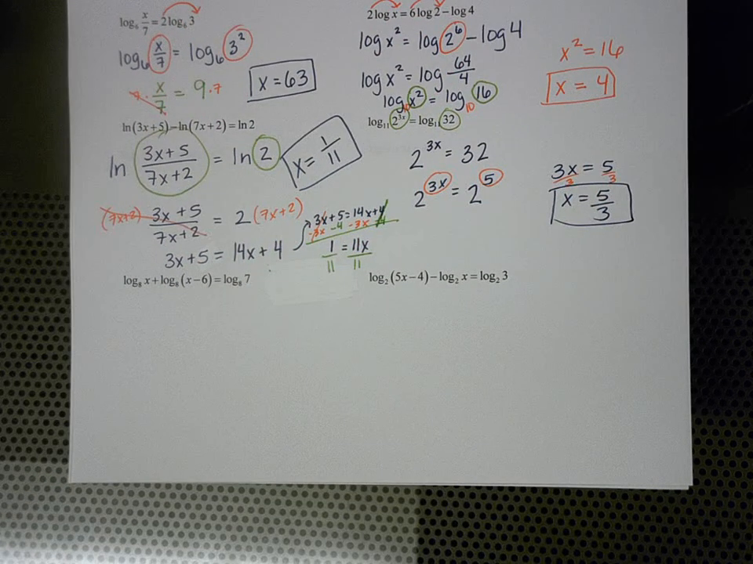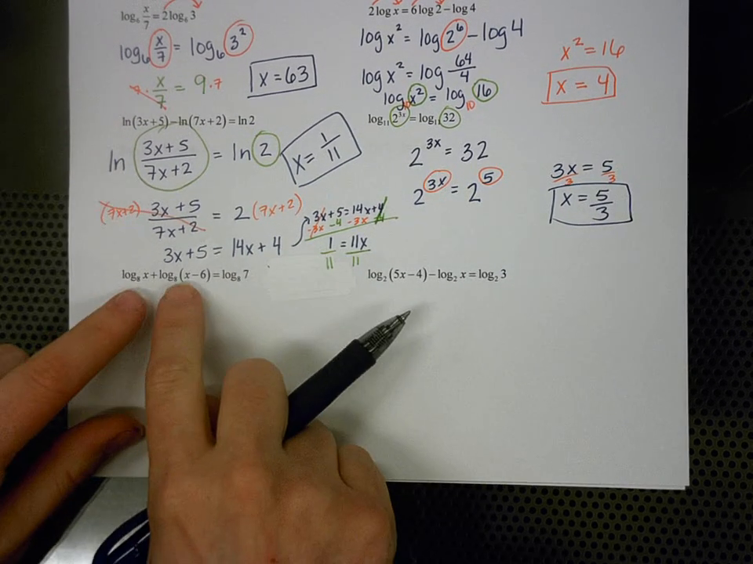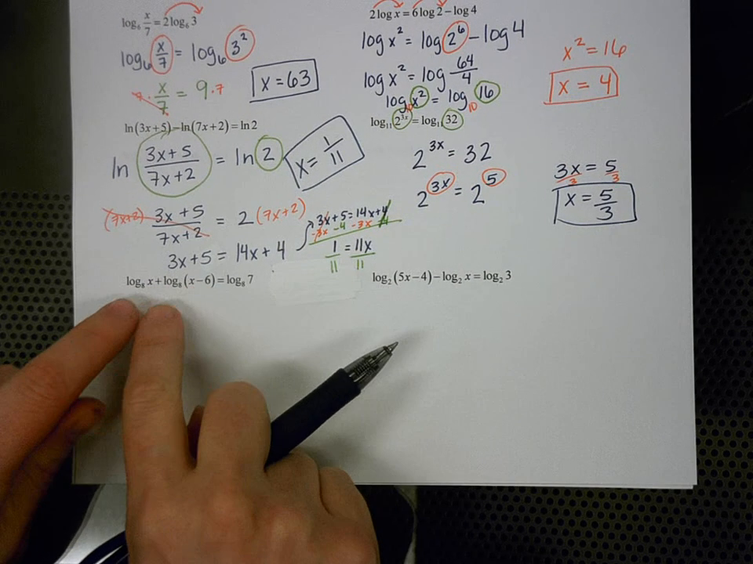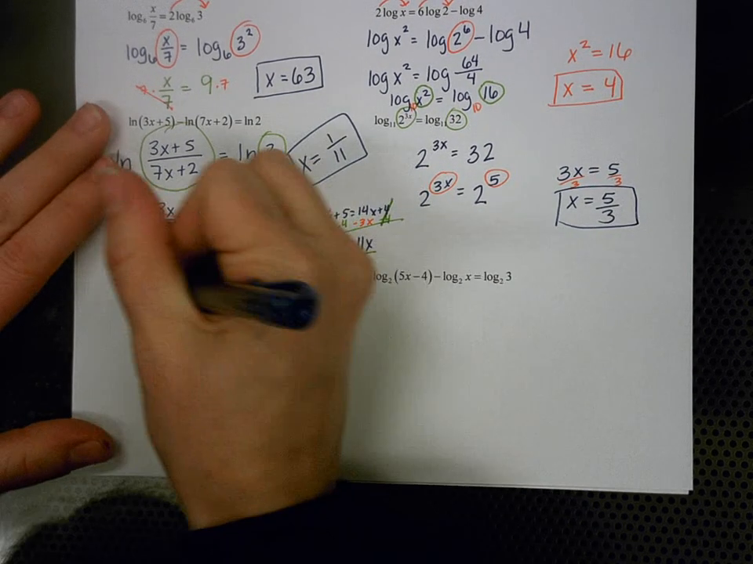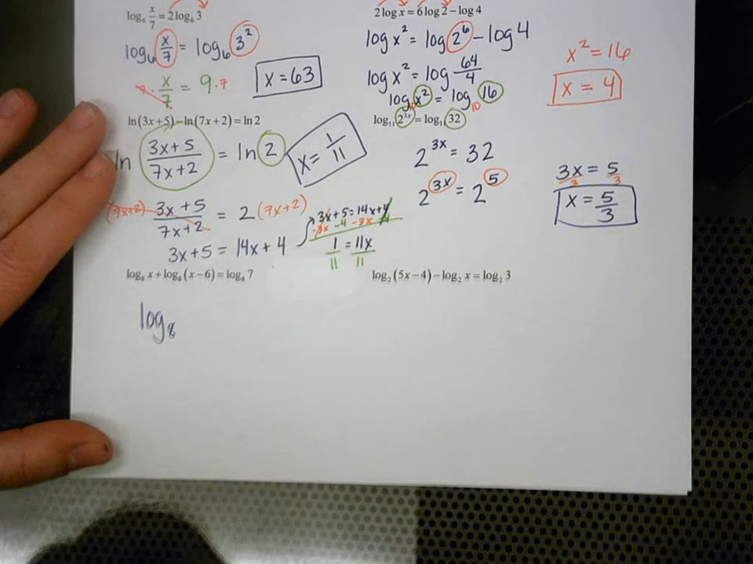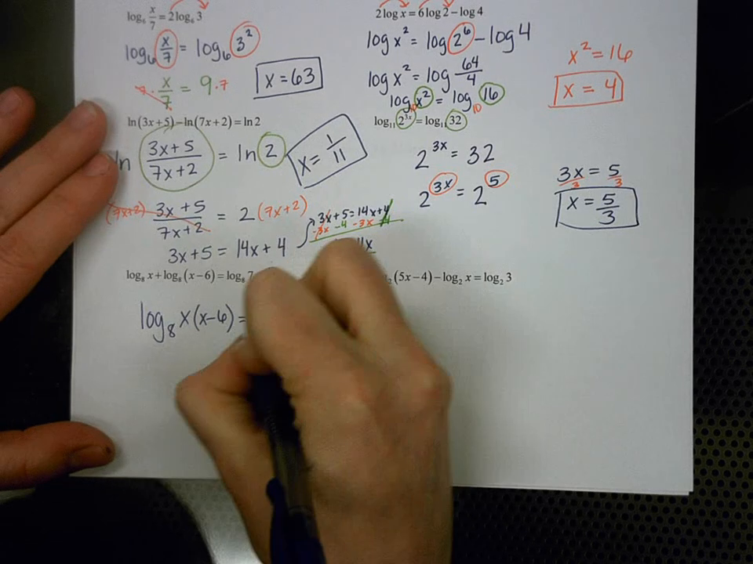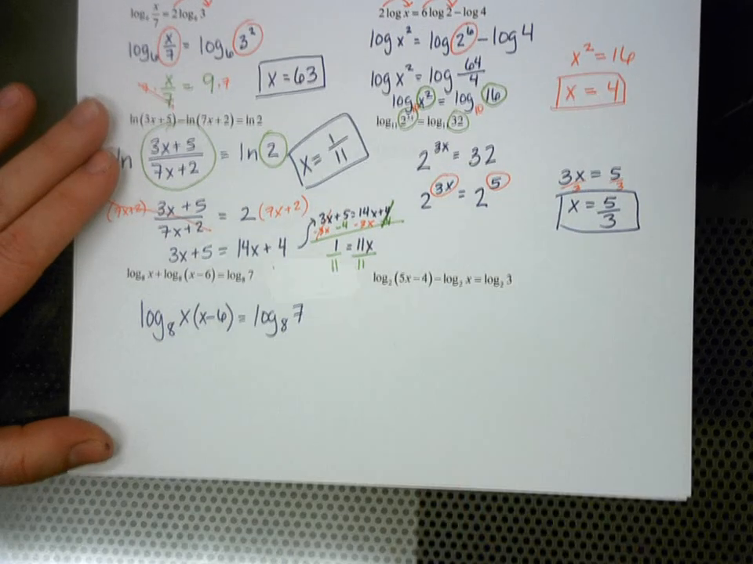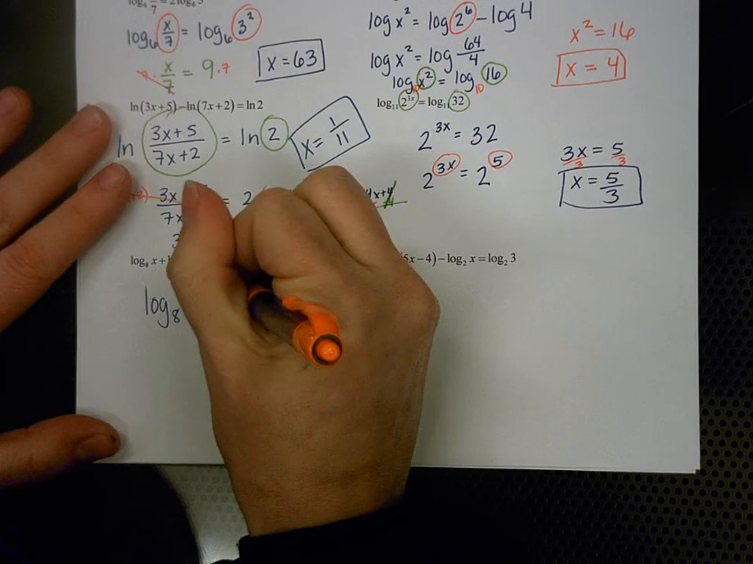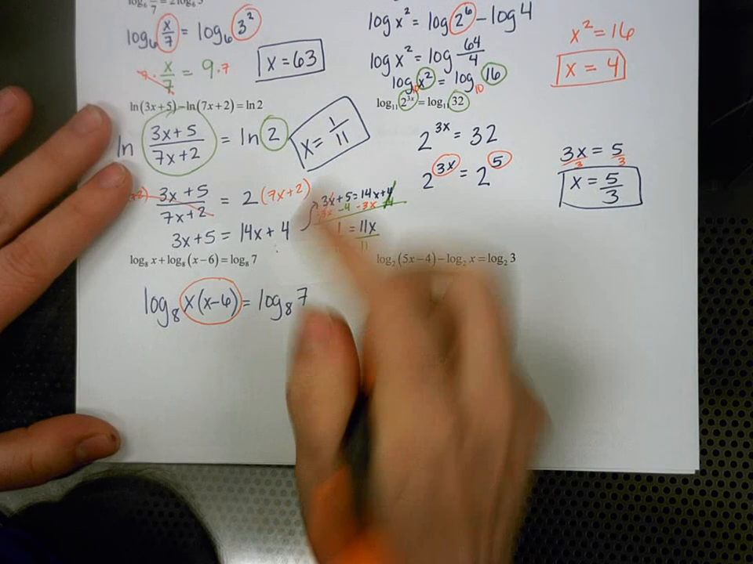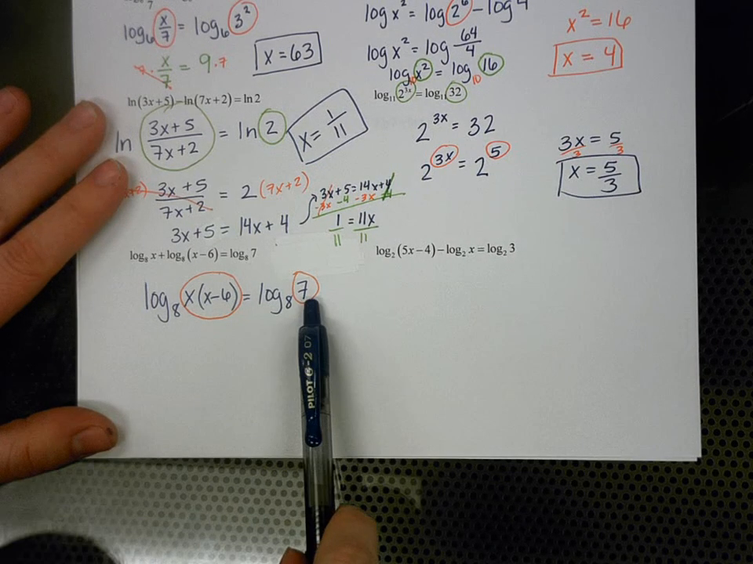All right, next one. I have two logs with the same base, different answers, on the left-hand side. One on the right-hand side. That means the right-hand side one stays there. It's fine right now. But I want to condense these into one log, base 8. Addition means you multiply x times x minus 6. Remember, that right-hand side is going to stay the same because it's already condensed as one log. Now, log base 8 of something equals log base 8 of something. This means x times x minus 6 equals 7.